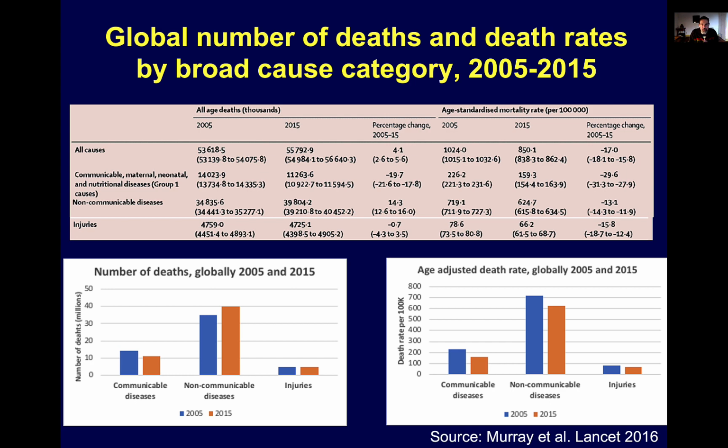And during 2005 to 2015, where we saw that the age-adjusted death rate declined by 17%, the decline was greatest for communicable, maternal, neonatal, and nutritional diseases as compared with non-communicable diseases and injuries. So you can see here, there was a decline for communicable diseases, both in the number of deaths on the left and in the age-adjusted death rate on the right.